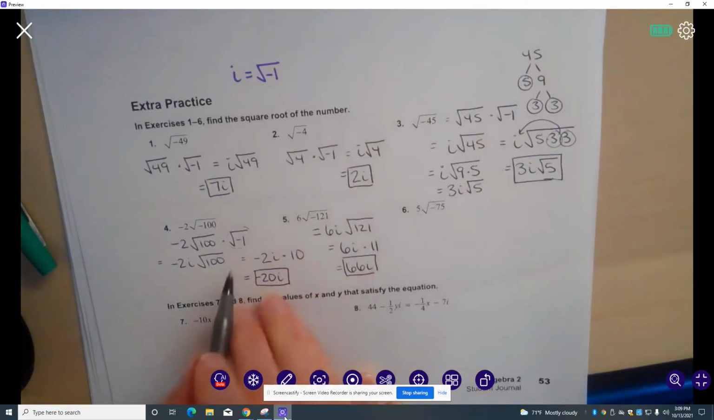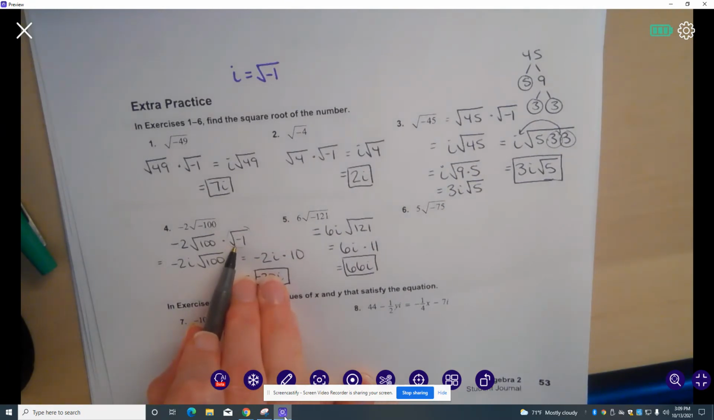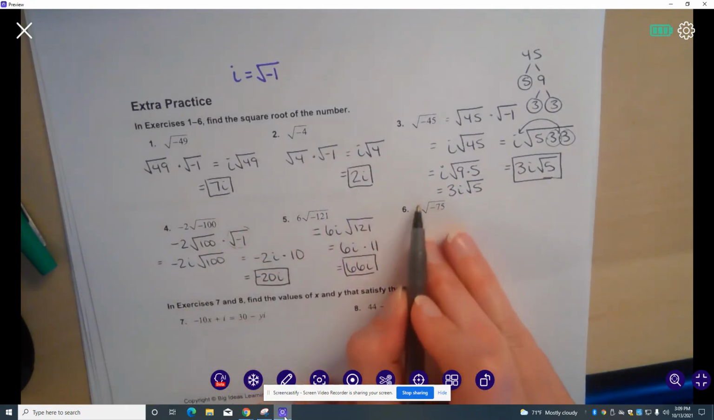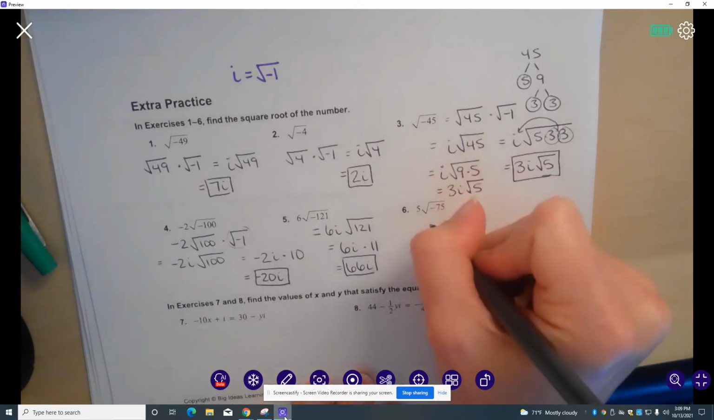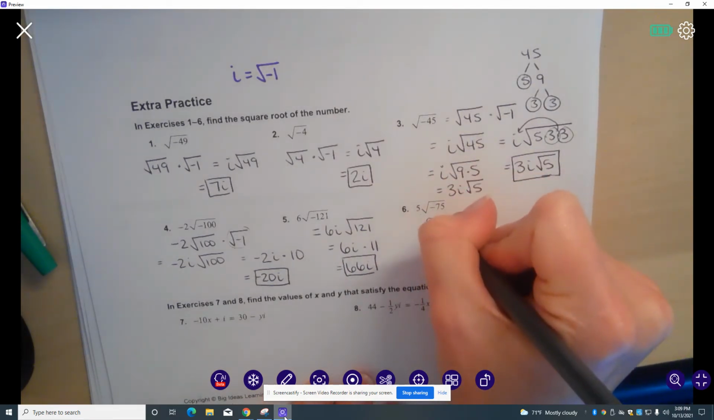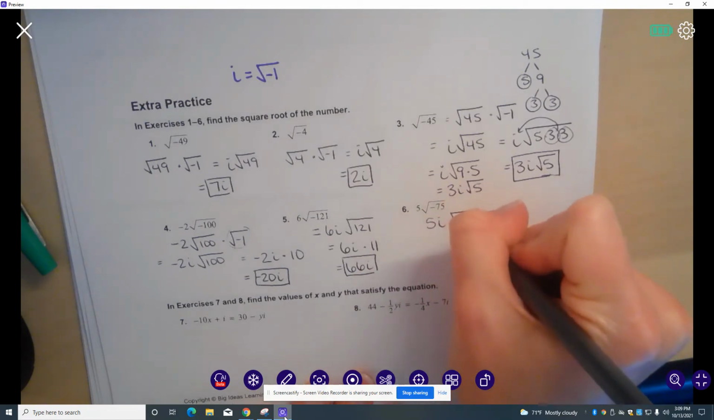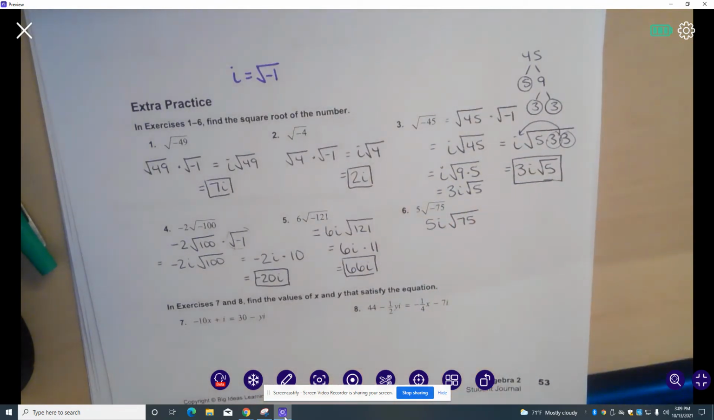Again, instead of rewriting it by multiplying by the square root of negative 1, I'm just going to go ahead and pull out i right away. So this 5 times the square root of negative 75, I can rewrite that as 5i times the square root of 75. And we want to see if I can simplify the square root of 75.